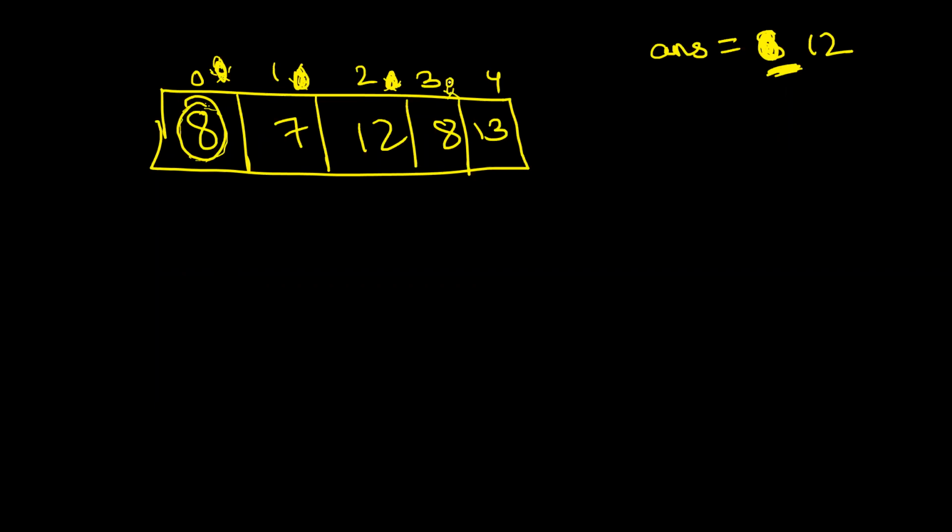Okay. I move forward. I come to index 4. What is the number here? 13. Is 13 greater than 12? Yes, it is greater than 12. So I will update my answer. Ki boss, 13 is the new maximum. Okay. Then I move forward. Array finished. So what is my maximum in the array? 13. Okay. Is the logic making sense to everyone? How many of you are able to understand the logic?